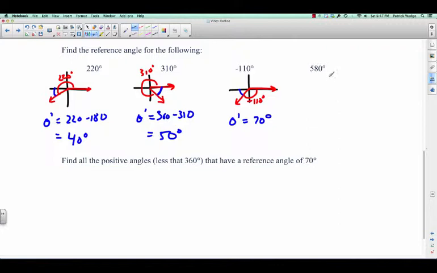Last one of these, 580 degrees. So, standard position angle, all the way around once would be 360. Halfway more would be another 180, would take me to 540. So it would be down here, and this is 580 degrees. And you have to figure out the reference angle. Well, it's in the third quadrant, first of all.